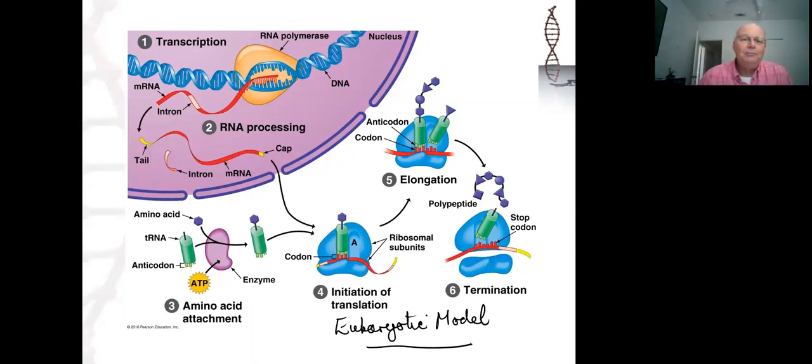So you have the transcript, which then gets processed. It gets capped and tailed. You cut out the introns and splice the exons together. The completed messenger RNA then comes out into the cytoplasm, where it is translated by the ribosomes to assemble the polypeptides. Pretty straightforward.